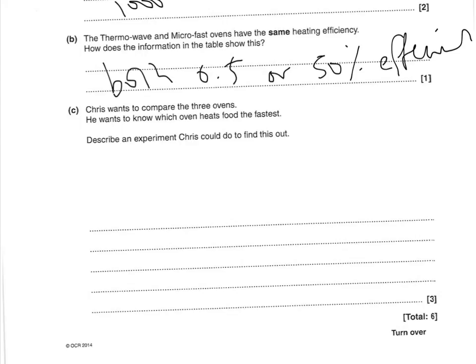And then you need 2 marks for a fair test. So you could say same volume of food, or same mass of food, same container, same time, same starting temperature. And you could also have a mark for a method or procedure, so measuring the temperature rise, measuring the start and finishing temperatures, measuring time to heat the food up to the same temperature.